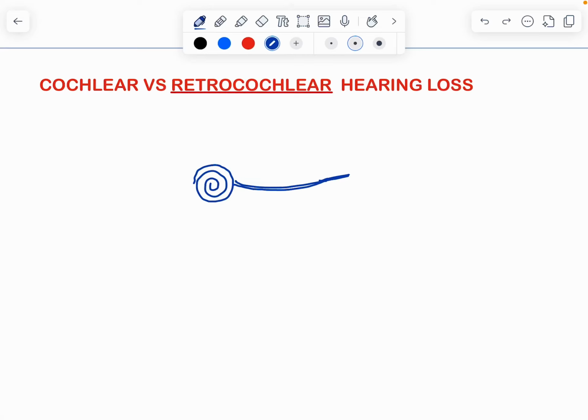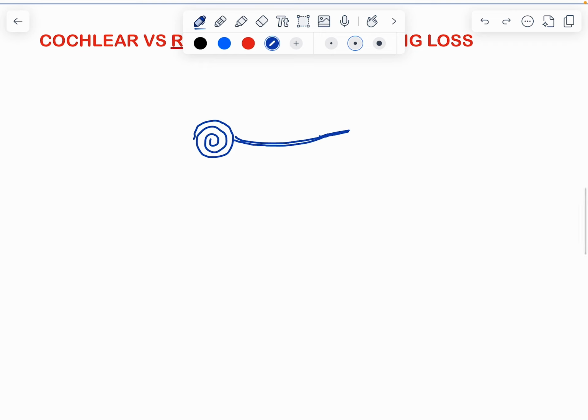Hello guys, I will try to explain the differences between cochlear and retrocochlear hearing loss in this video. Let me start with a very simple diagram. This is a diagram which shows the cochlea. The cochlea is a sensory organ located in the inner ear. Sensory organ means it detects the noise or sound impulses from the outside.